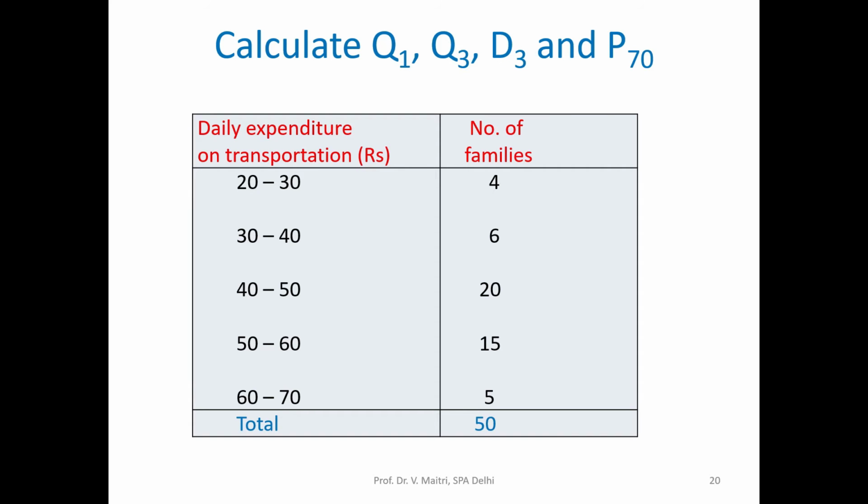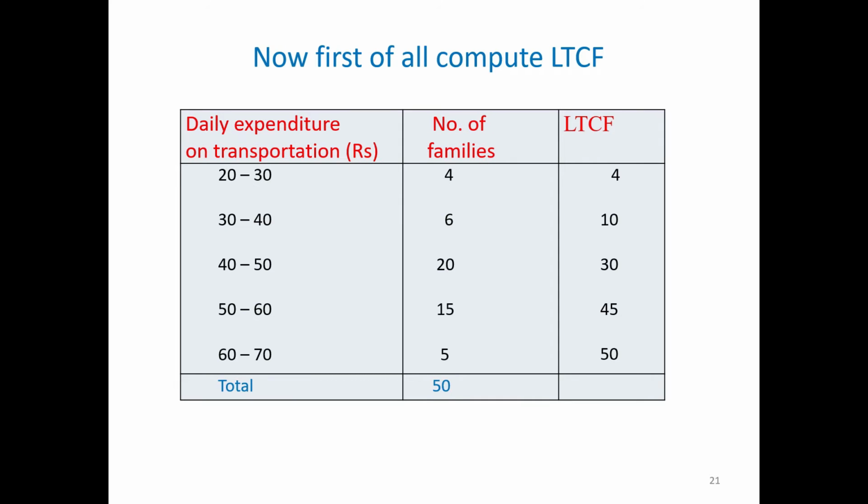Now calculate Q1, Q3, D3 and P70. Now daily expenditure on transportation, the same problem. Number of families, 50. So first of all we have to compute less than cumulative frequency, that is 4, 10, 30, 45 and 50.